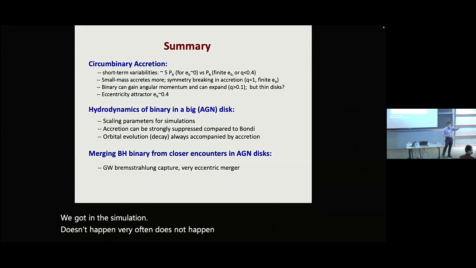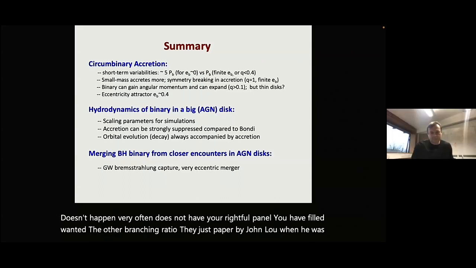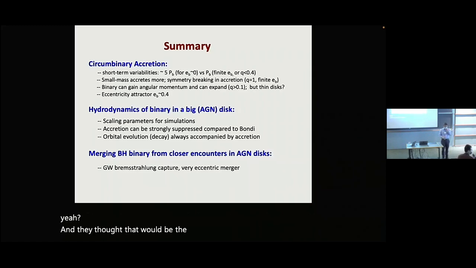For planets, there's the branching ratio. There's a paper by Jialu from when he was a planetary dynamicist. I'm also a pseudo planetary scientist these days. Yes, there's this third outcome, you can collide with the star. That's indeed the case. Thank you for the question.